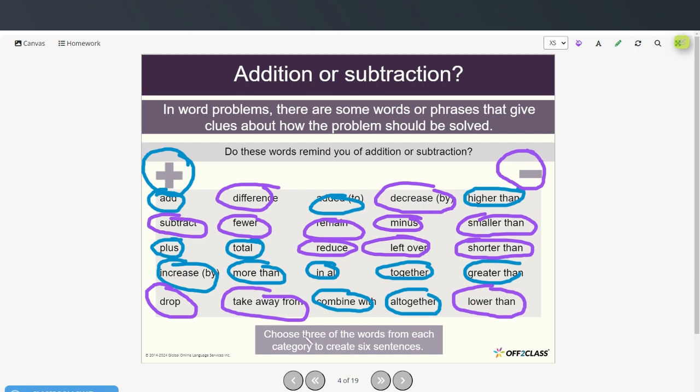And then if you want some additional practice, choose 3 words from each category, 3 words from the addition and 3 words from the subtraction, and create 6 sentences. They don't have to be word problems, just some sentences.